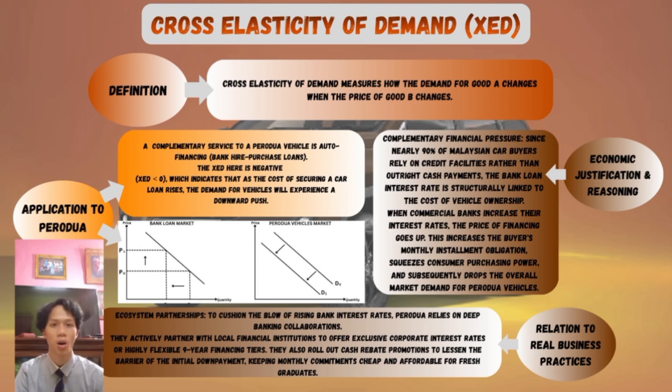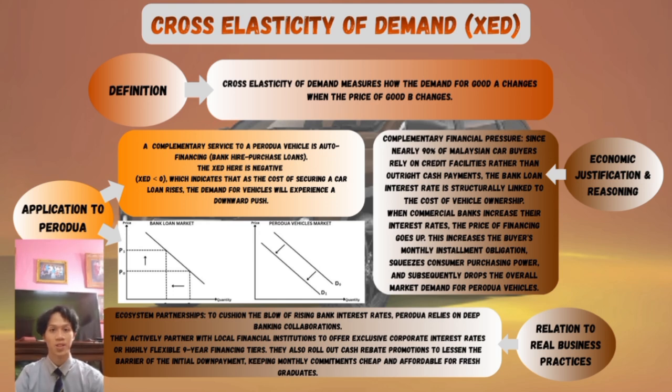For Perodua, a complementary service to its vehicles is auto financing or bank hire purchase loans. The cross-elasticity of demand in this situation is negative, which means when the cost of car loans increases, the demand for Perodua vehicles will decrease. This happens because most Malaysian consumers depend on bank financing to purchase cars. In fact, nearly 90% of buyers use credit facilities instead of paying fully in cash.